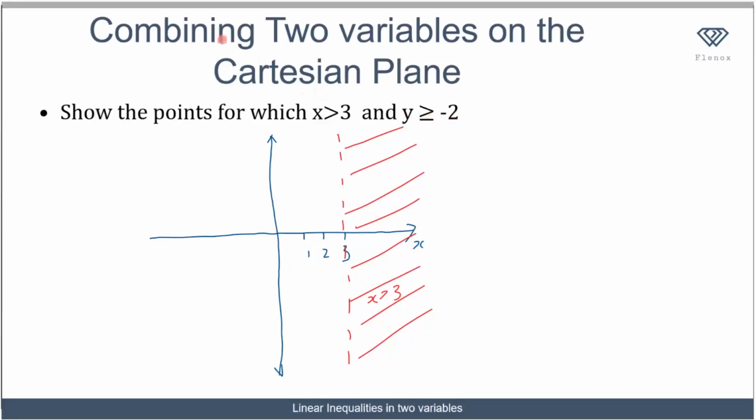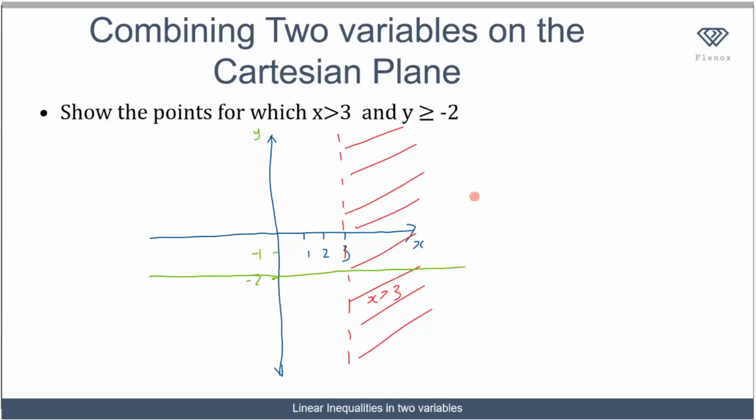Now for the other region, I'm told that y is greater than or equal to -2. So I look for that point, and let me make use of a different marker. I have -1 here, and I have -2 here. Since it's greater than or equal to -2, I make use of both lines.